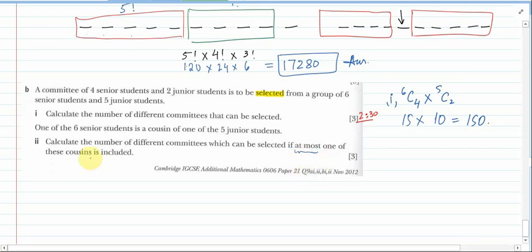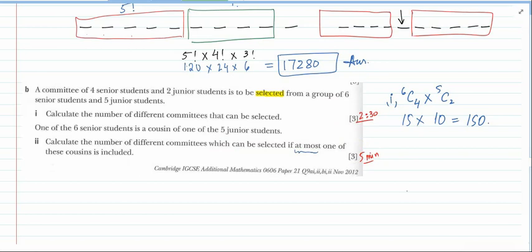Calculate: one of the 6 senior students is a cousin of one of the 5 junior students. Now there are cousins present in this selection, so you need to attempt it if at most one of these cousins is included. First give it a try by yourself, what do you think the possible cases we have here, and for this part you have a time of 5 minutes. Alright, give it a try, start.